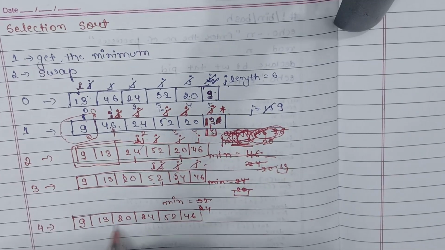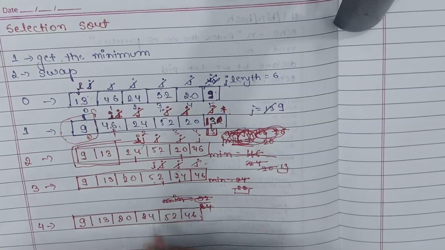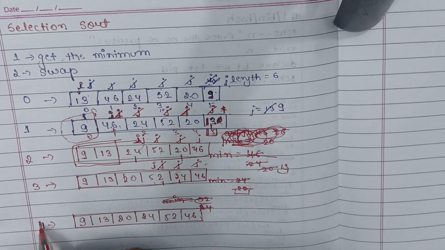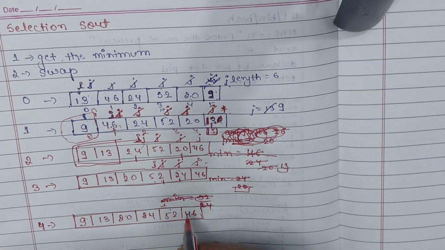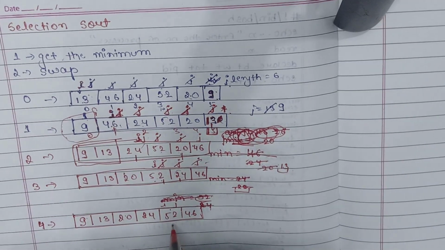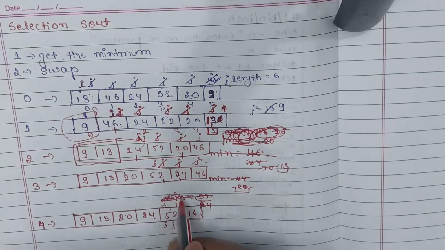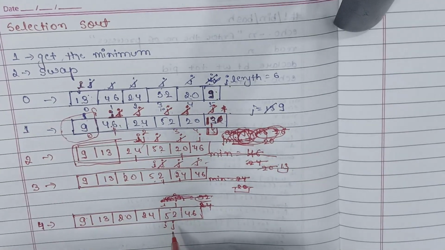Okay, now let's see. Now i would be at which position? 4th. So 0, 1, 2, 3, 4. So i would be there. Now let's check the minimum element. Let's write it here, it is messed up here. So i and j are both now at the same position.